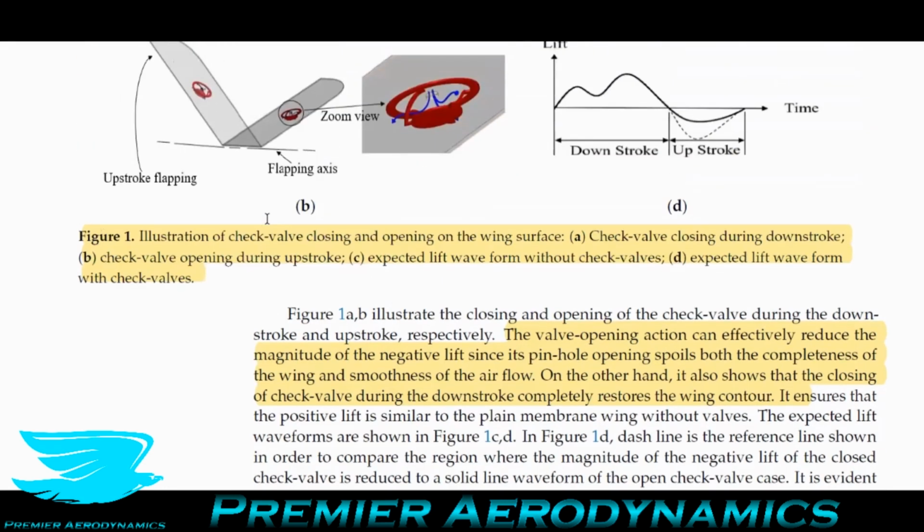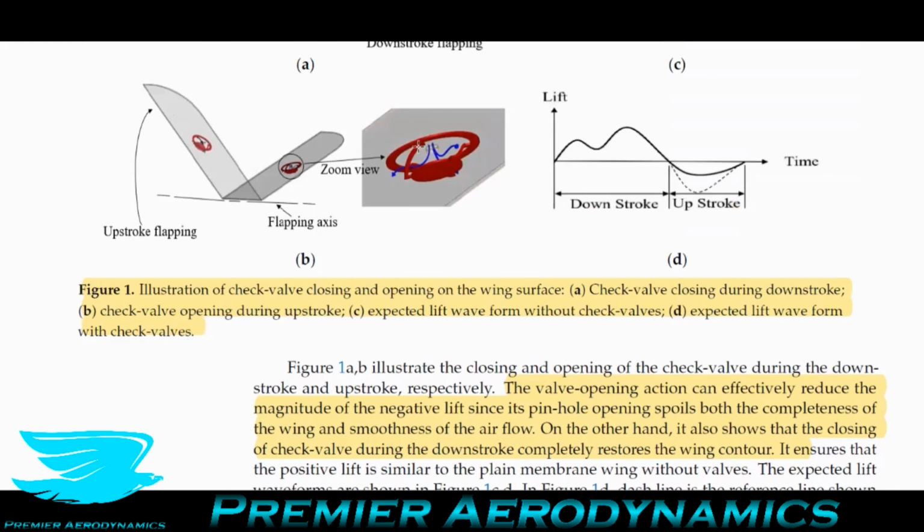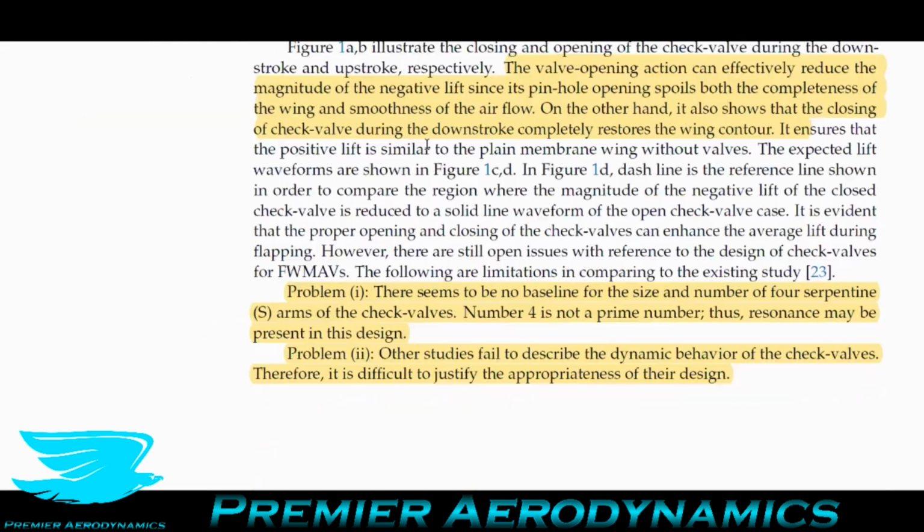So let's quickly talk about these check valve things, this serpentine design. The inside part of the valve is connected to the outside through these little arms. They're called serpentine arms, so just an S shape. And how many of these arms should you have? The reason they're interested in this is they can potentially produce resonance, and so the number of these arms could be detrimental to the performance. So they want to investigate that.